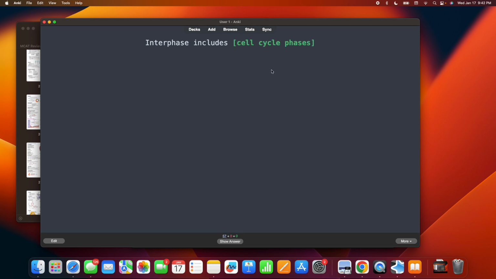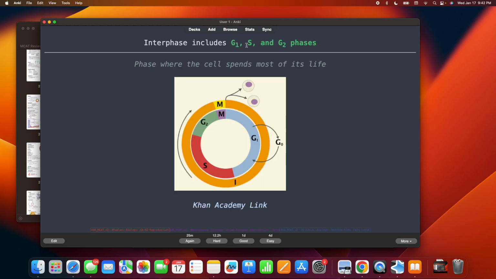Interphase includes what cell cycle phases? Honestly, I would go G2. G1, S and G2. I want to say both G1 and G2. So interphase is all of them: G1, S, and G2. It's the phase where the cell spends most of its life.